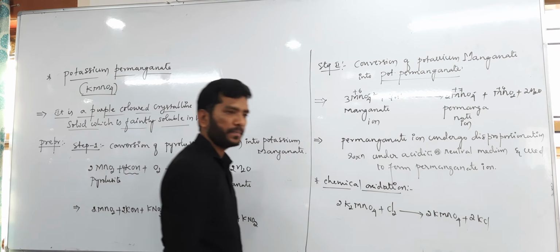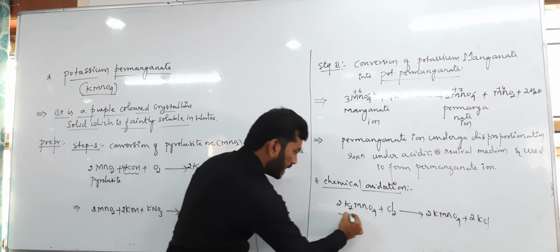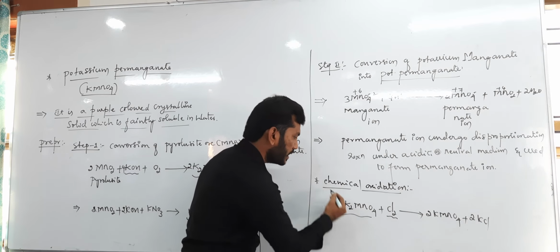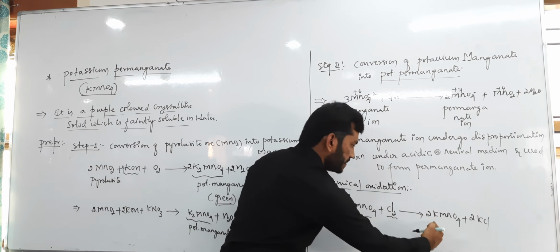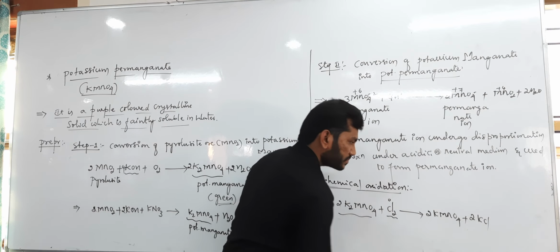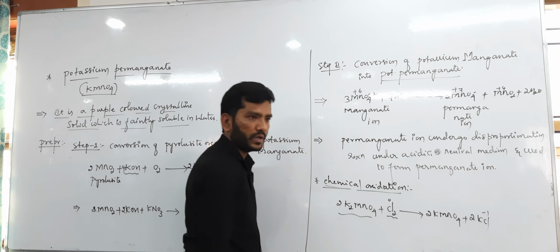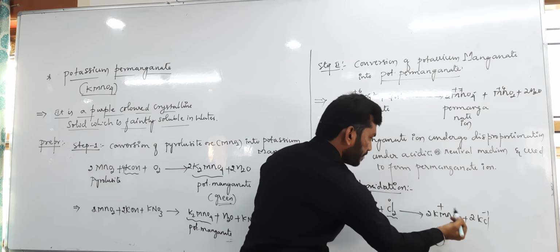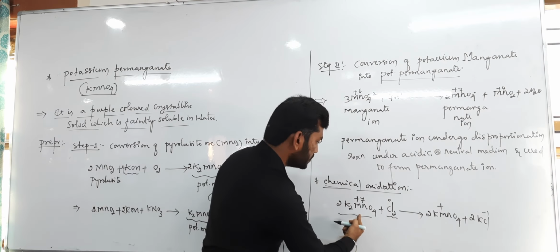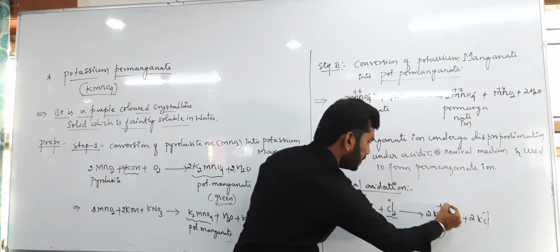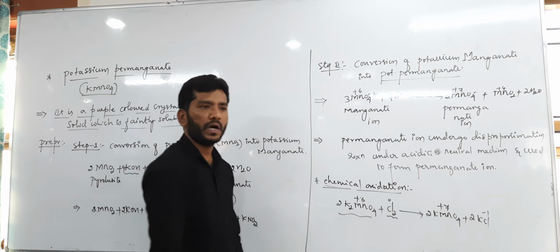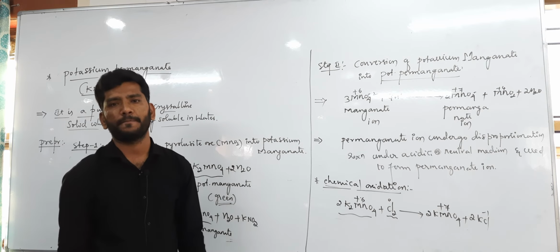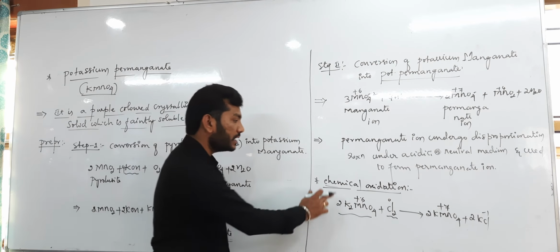Look over here. Potassium manganate reacts with chlorine, so oxidation takes place. In chemical oxidation, look, here the oxidation state is +6 and here it is +7. Is +6 to +7 oxidation or reduction? Oxidation. Understood? So this is chemical oxidation.